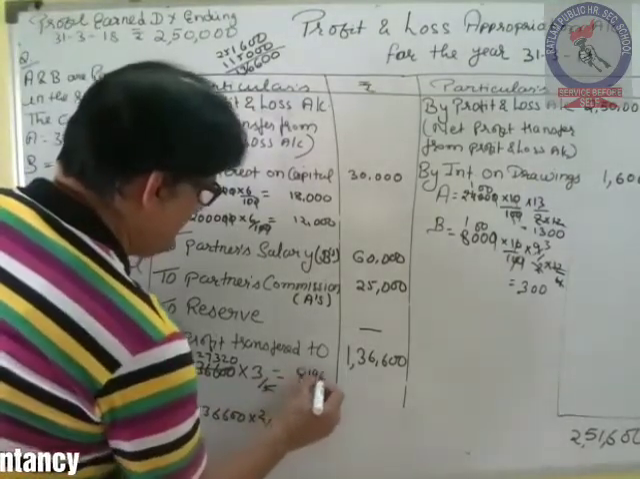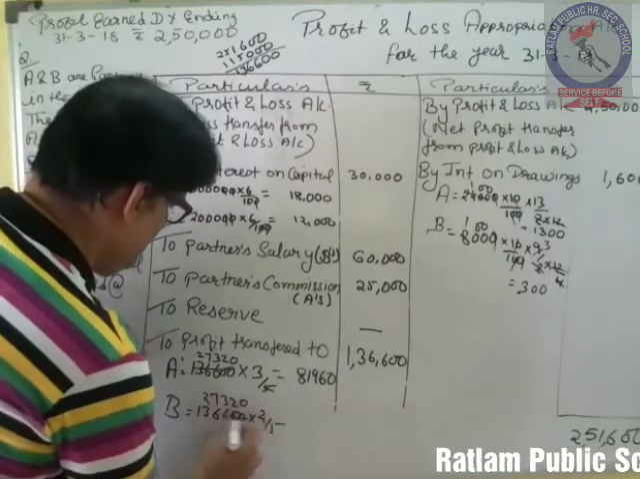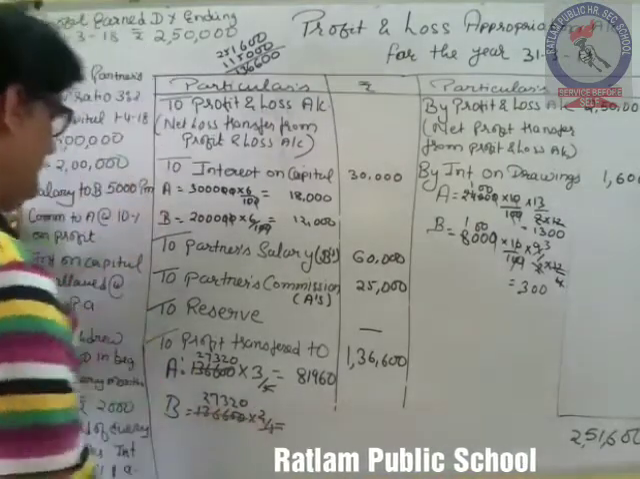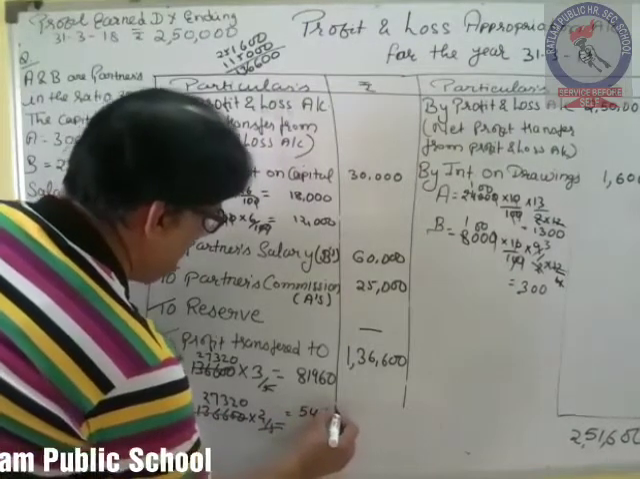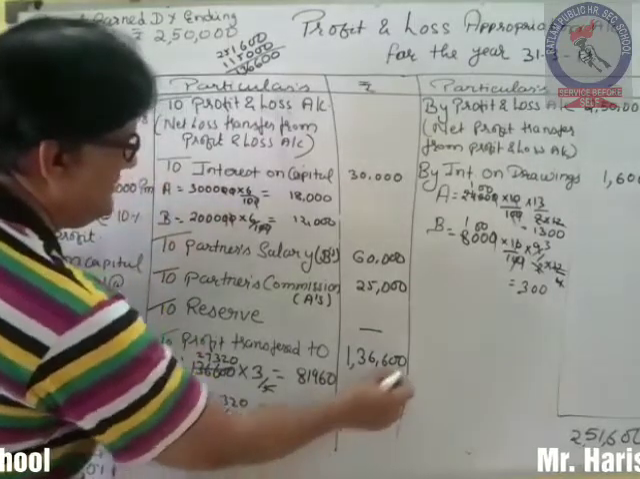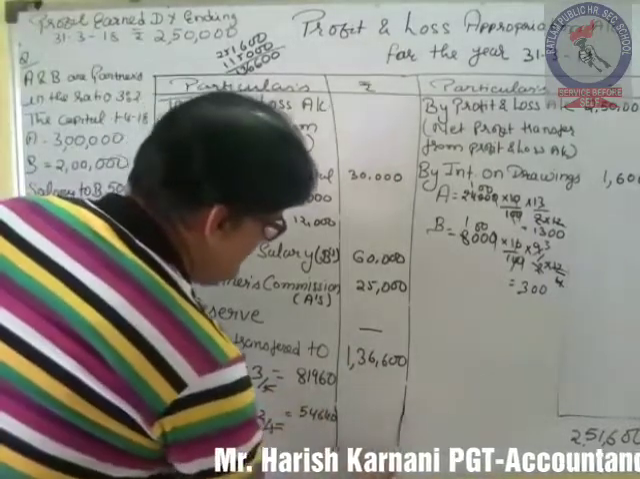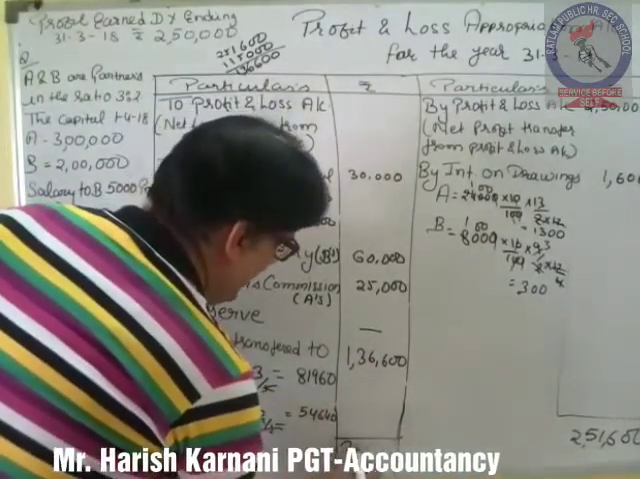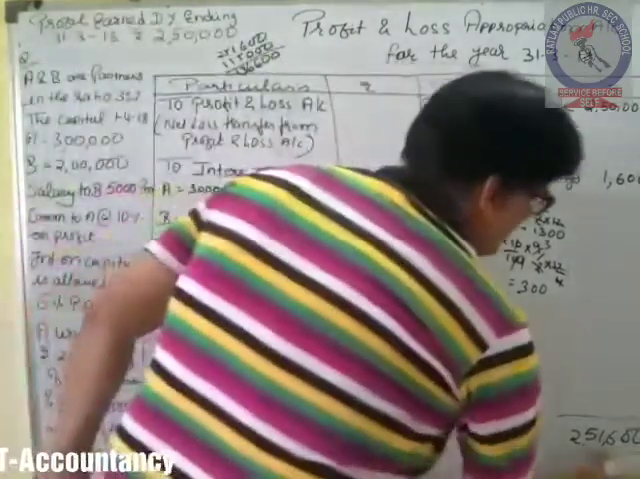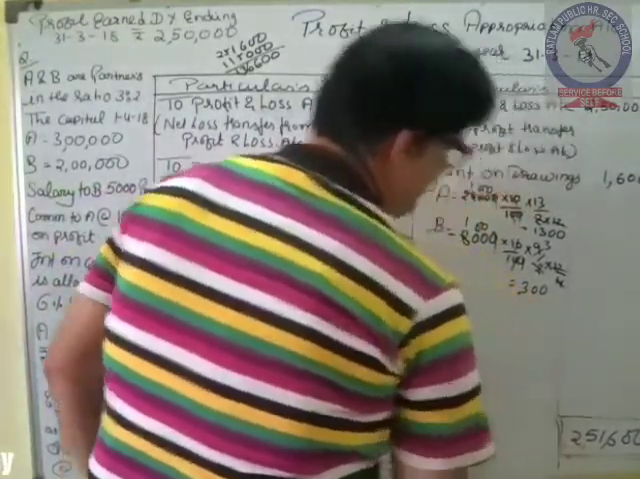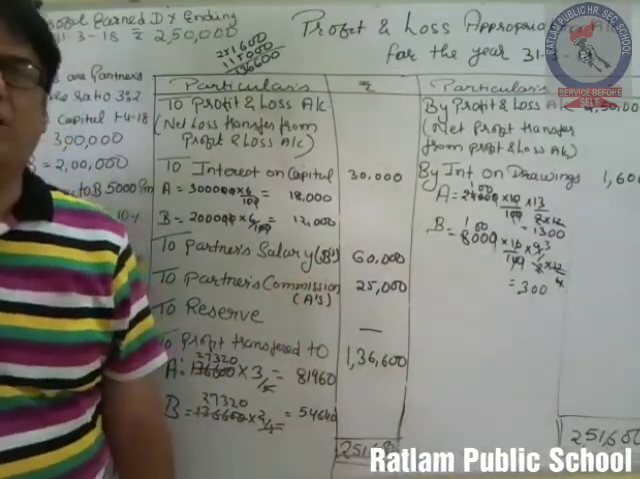So 81,960 for A. Then 27320 divided by 5 gives 54,640 for B. And overall, adding up, the total becomes again 2,51,600. So this is the overall calculation of all the appropriation and accounting treatment in the profit and loss appropriation account.